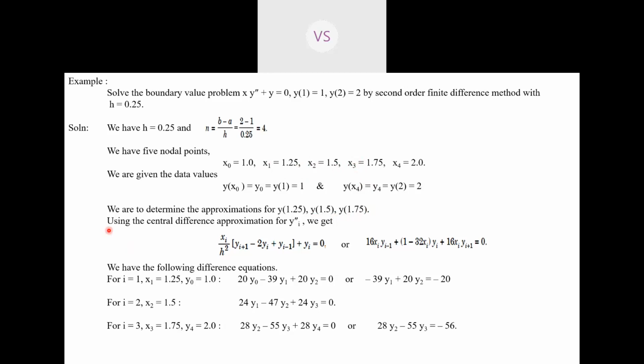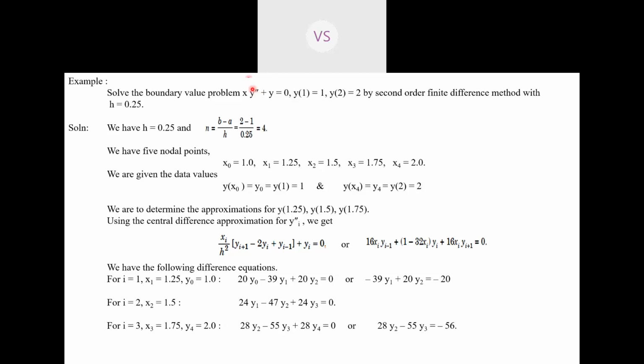Now using the central difference approximation, what is there in the equation? There is a y double dash term, so you have to write the formula for the y double dash term from the central approximation method. So according to the central approximation method, xi upon h square, yi plus 1 minus 2yi plus yi minus 1, plus yi is equal to 0.